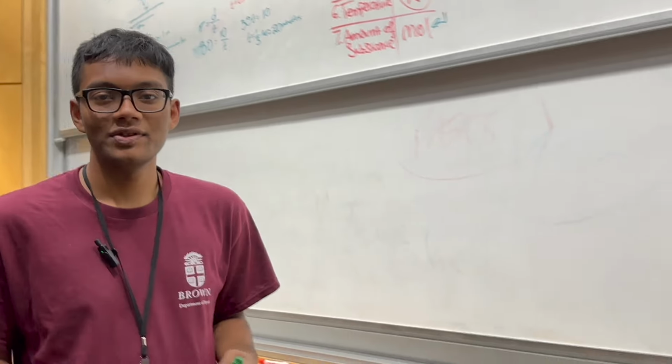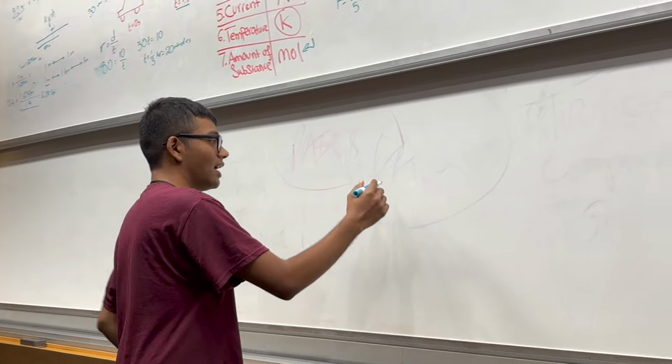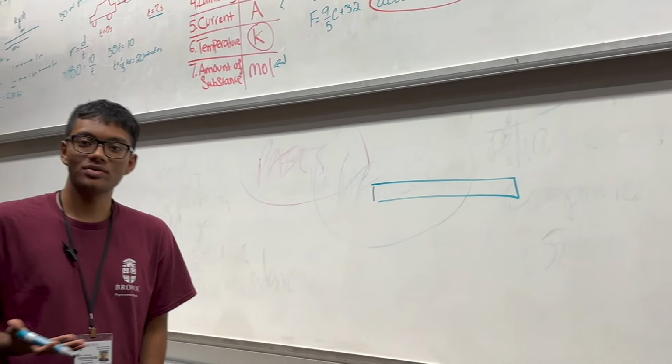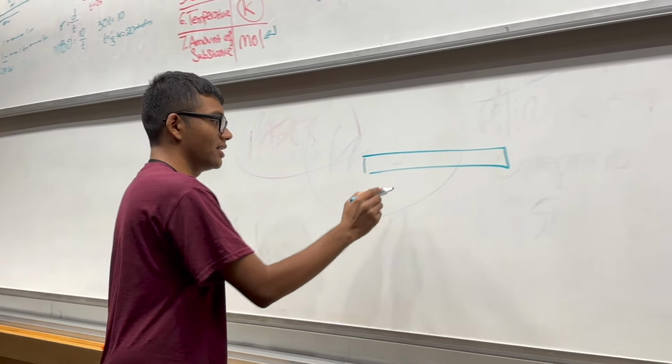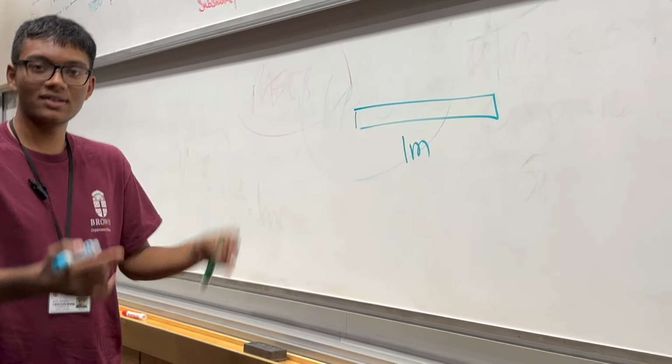Order of magnitude gives you an estimate of how big something is. So, for example, if you have a ruler, a ruler is usually about a meter long, okay? So that's the order of magnitude estimate for the length of a ruler.